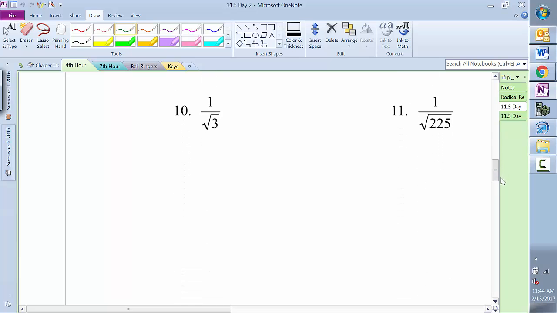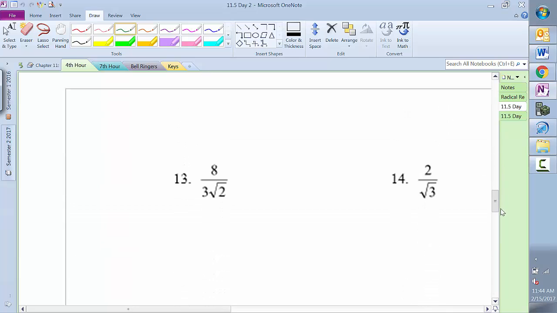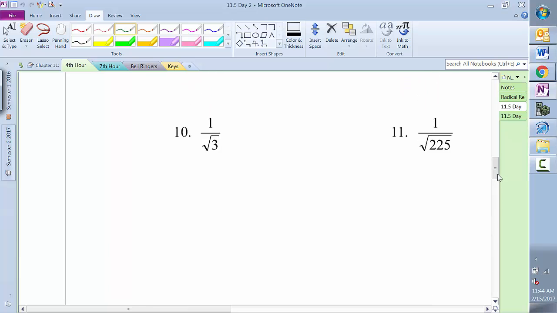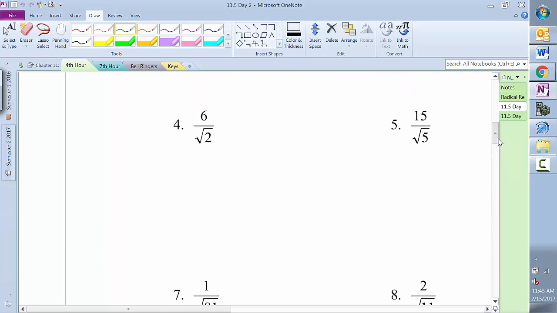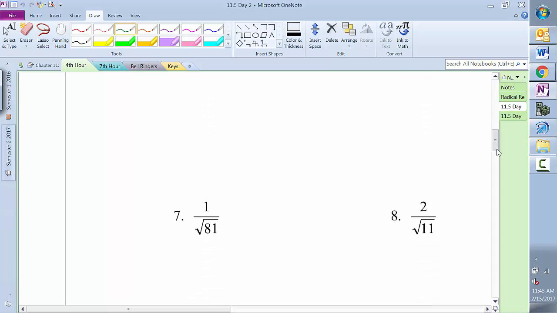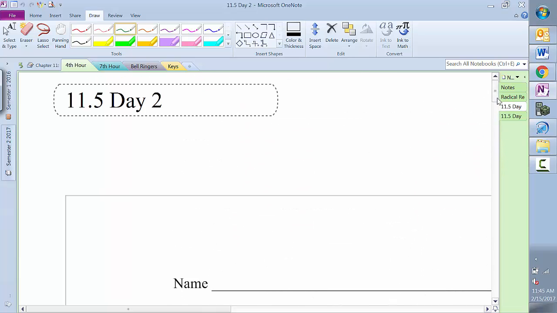Do you feel comfortable with what you just got taught, or do you feel like you need to do more problems? Because if you do, that's why I gave you that extra worksheet so we can do more problems together.